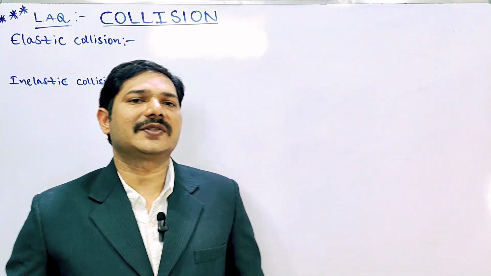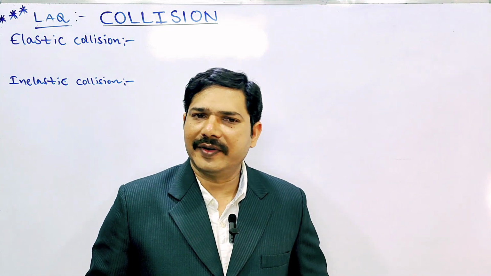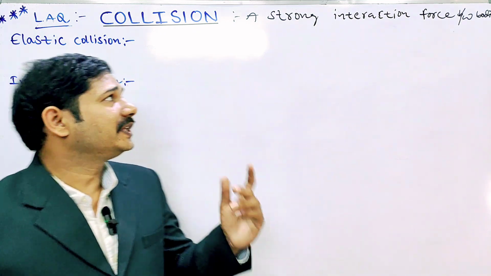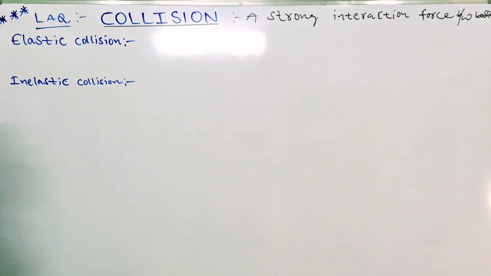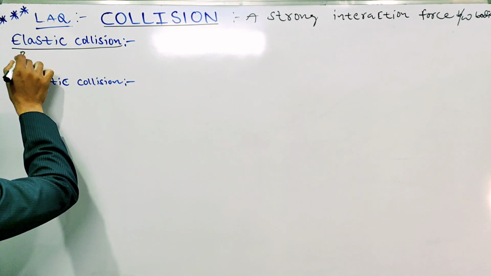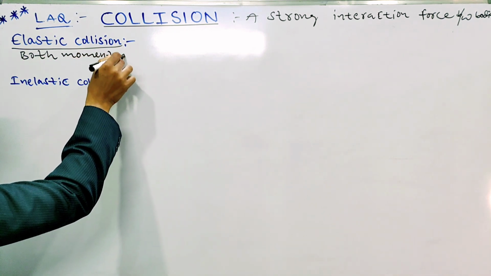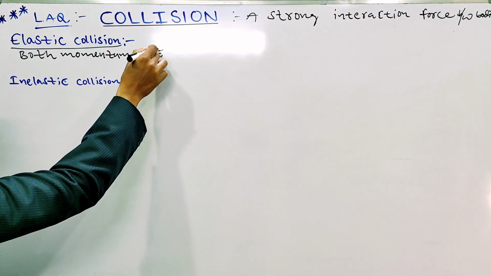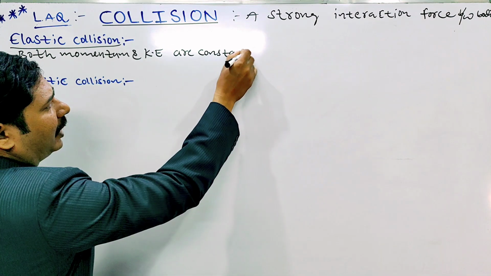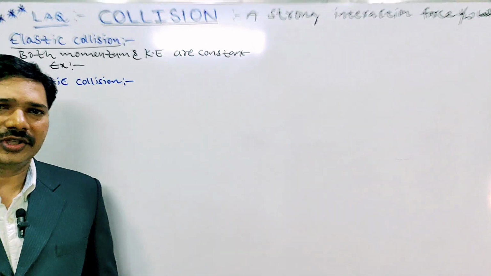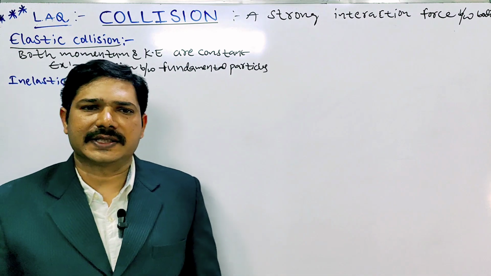First of all, collision means a strong interaction force between objects. There are two types of collision: elastic collision and inelastic collision. In elastic collision, both momentum and kinetic energy are constant, or conserved. An example is the collision between fundamental particles.